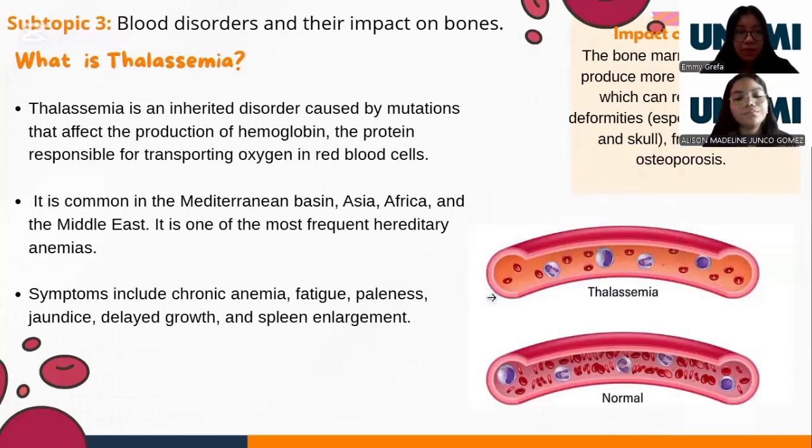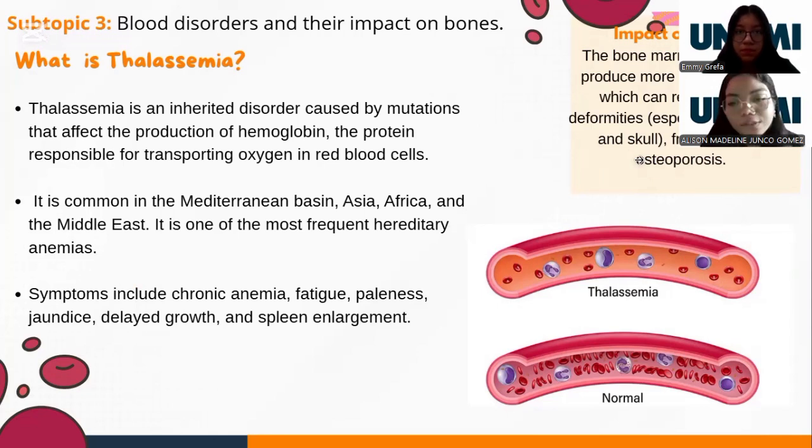What is thalassemia? Thalassemia is an inherited disorder caused by mutations that affect the production of hemoglobin, the protein responsible for transporting oxygen in red blood cells.